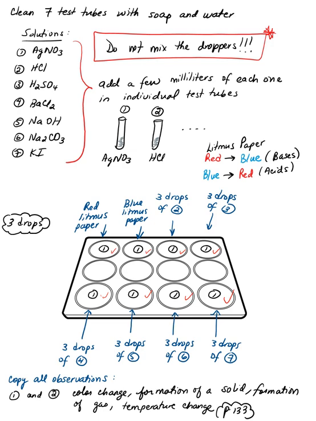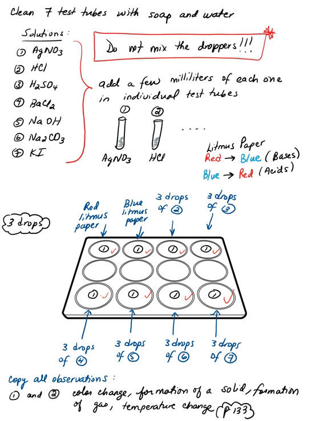The first 2 spots are just for you to check if that solution for silver nitrate is acidic or basic. We're going to do that just using litmus paper. So you have 2 types. We're going to be using 2 types of litmus paper, the red one and the blue one.